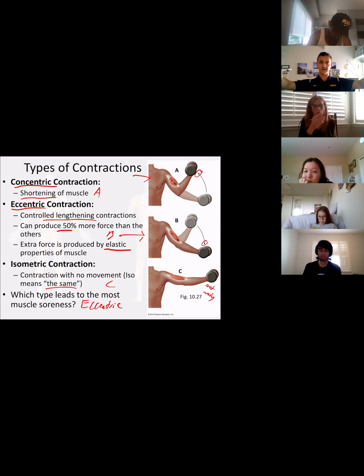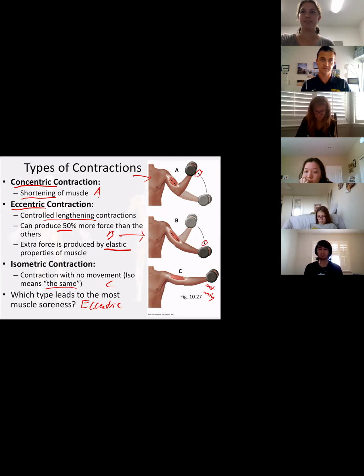So this will be the lowering phase of that bench press when we're coming down. I have a question.